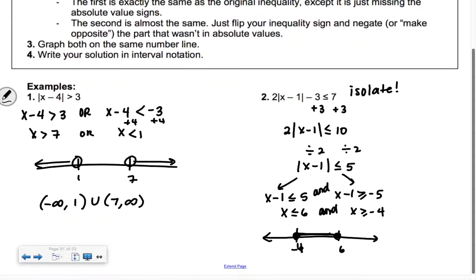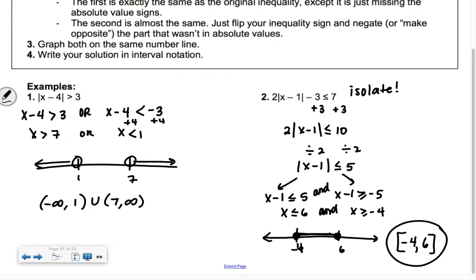So my answer, who can tell me how to write this in interval notation? Cameron, do you remember? Is it a bracket? It's a bracket, yep. Negative 4, 4, 6 bracket. You got it. That's it.